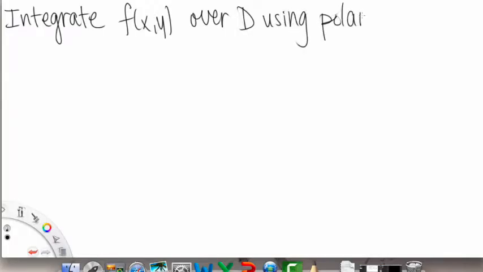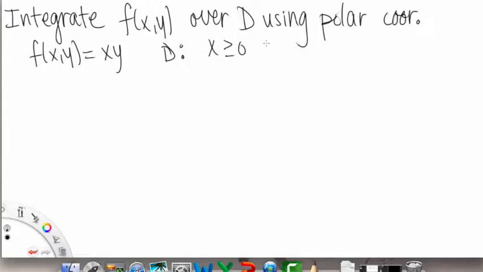Okay, so let's see. Our first example is going to integrate the following. We're going to integrate f of x comma y over D using polar coordinates. So we're given f of x comma y equals x times y, and our domain D is the following. X is greater than or equal to 0, and y is greater than or equal to 0. And then we also have x squared plus y squared is less than or equal to 4.